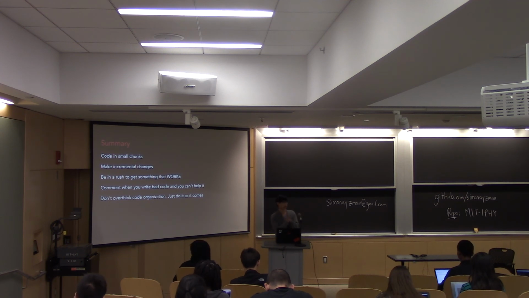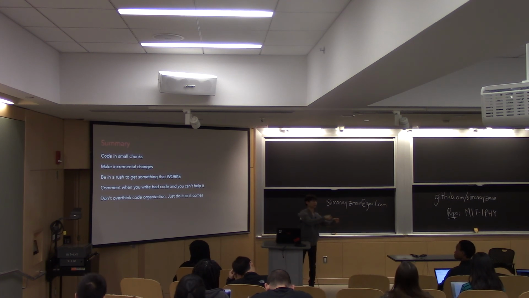So in summary, there's a couple things I mentioned. I'll re-summarize them again. One, code in small chunks and make incremental changes. Don't have a lot of untested code. If you're writing 15 lines of code that you have not run at all, you're begging for trouble. Two, be in a rush to get something working, and as soon as you get it working, go back and fix your code so that it's actually readable and understandable. If you're writing bad code, don't be like, oh no, I shouldn't do this. It's fine as long as you fix it later.